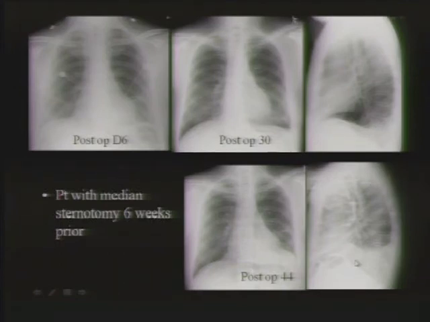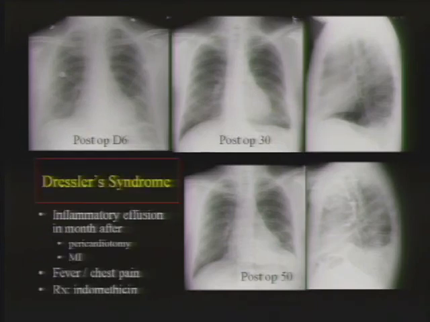Anyone want to make a diagnosis? Thank you very much. Someone said Dressler syndrome, and this is an example of Dressler syndrome. That's an idiopathic inflammatory effusion that occurs in the few weeks to a month after pericardial incision or after myocardial infarction. It characteristically presents clinically with fevers and chest pain and often a rub, and is treated with indomethacin. So this is an example of Dressler syndrome that we can recognize based just on imaging.